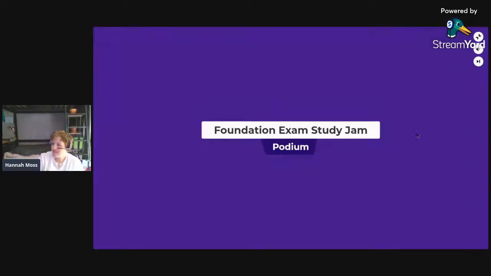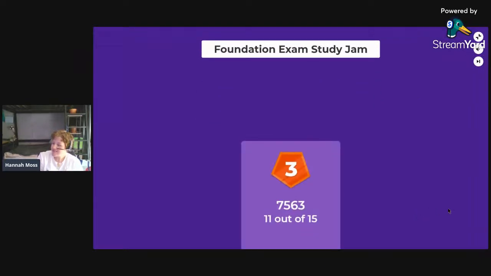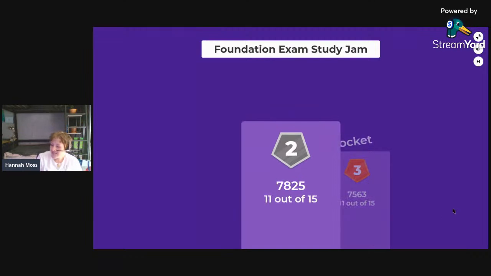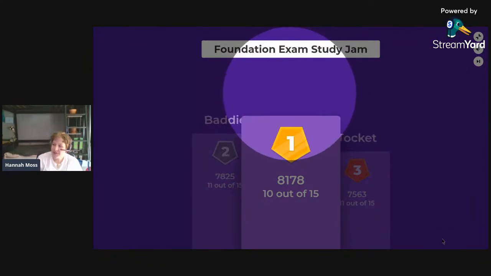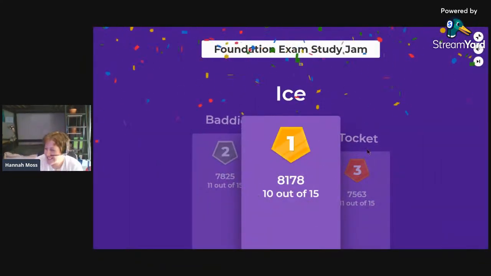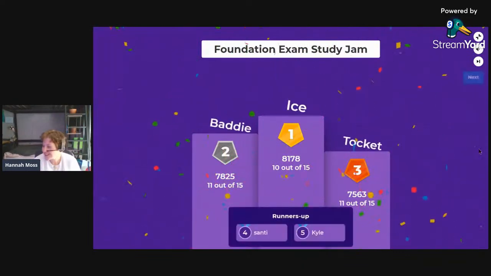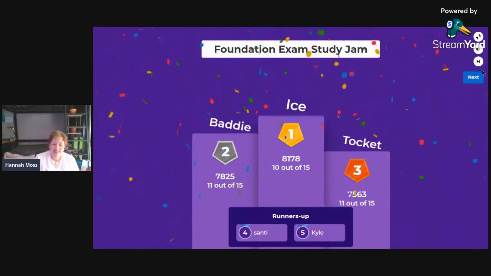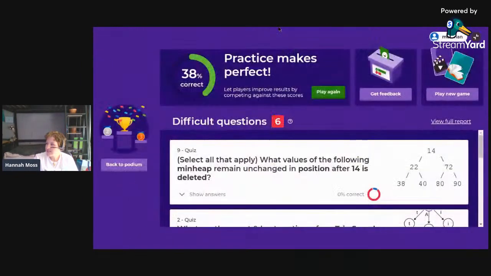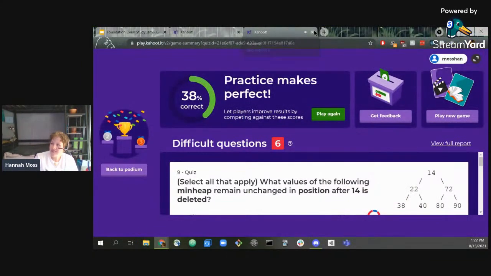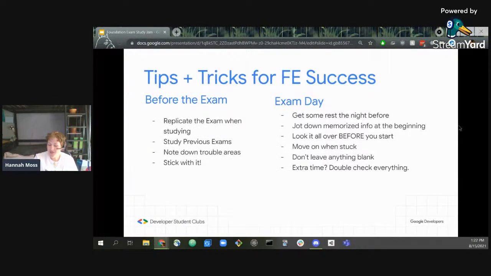Awesome. Okay. Let's see who won, who's on our podium. So we have Talkit in third place. In second place, we have Batty. And in first place, drum roll please, we have Ice. Congratulations, you guys. Awesome job showing your knowledge for the foundation exam. Let me close out of this. And we're going to continue on with our studying for the foundation exam.